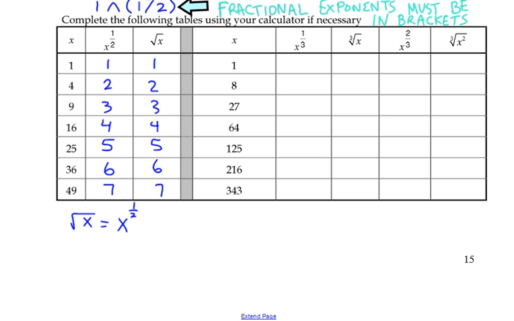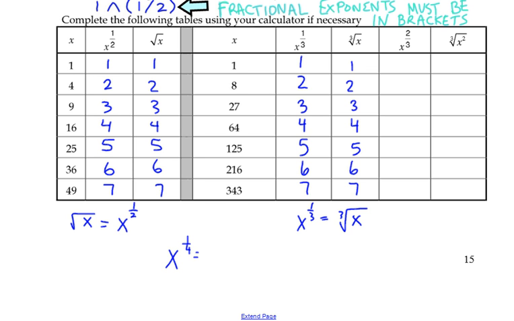So cubic root of 1 is 1, cubic root of 8 is 2, 3, 4, 5, 6, 7. So when we raised it to the 1/3, it was equal to the same thing. So what conclusion can we draw here? The cubic root of x. Yeah. So what could we say about x to the 1/4 then? It's the same as the 4th root of x. Yeah.